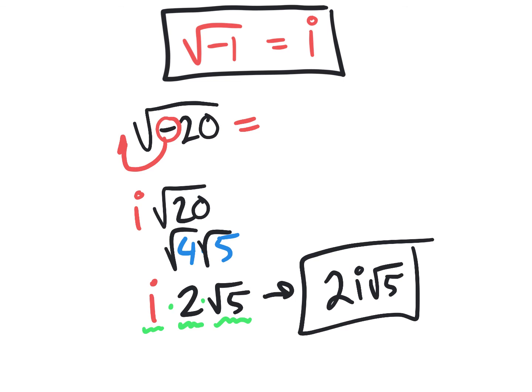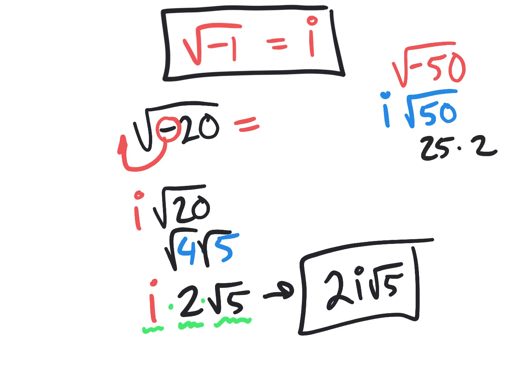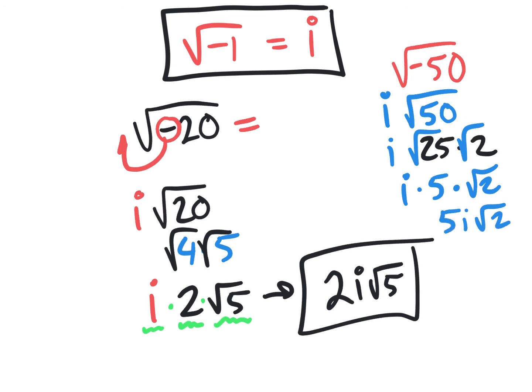Let's try another. How about the square root of negative 50? All right, showing our work. i square root of 50. Then you break it down and you get 25 and then 2. And then just square root it. So we have i times 5, the square root of 2. It'd be 5i square root of 2. 5i square root of 2. Does that make sense?